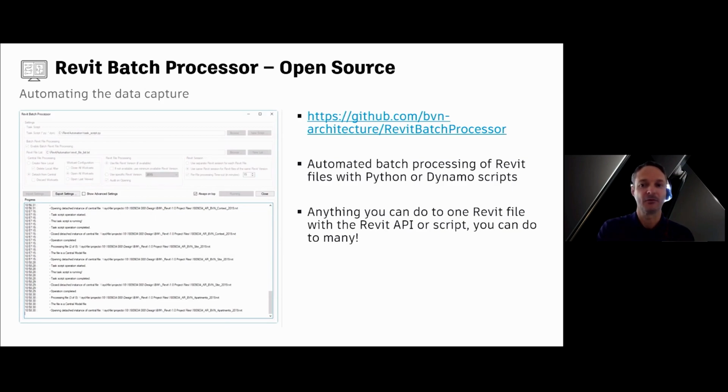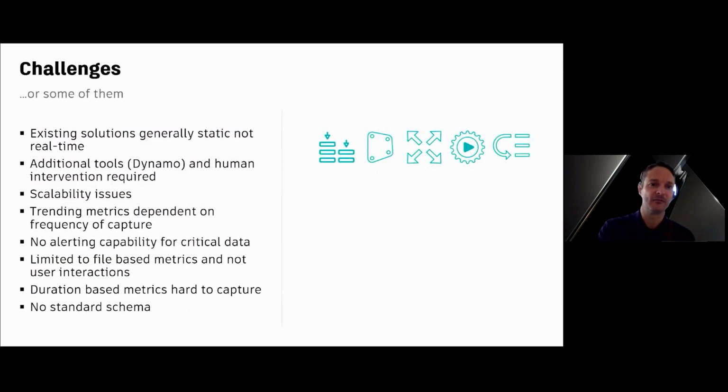With the Revit API or a script, you can now do that on many in an automated way. So that was really useful. But some of the challenges that we had that couldn't be solved with that existing solution was that it was still pretty static, wasn't in real time. It did require Dynamo and some human intervention, and the scalability issue was still a problem.